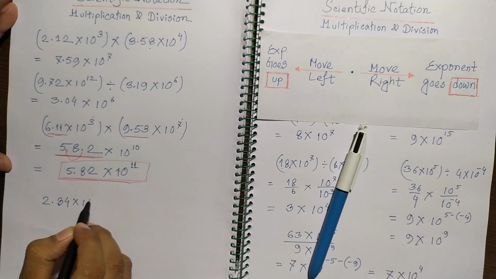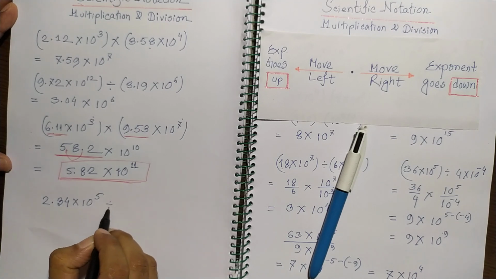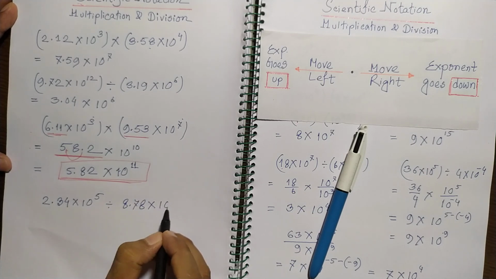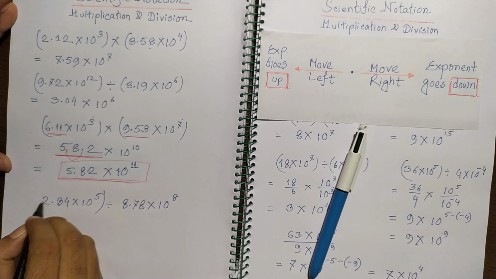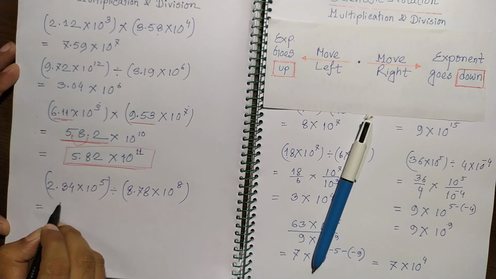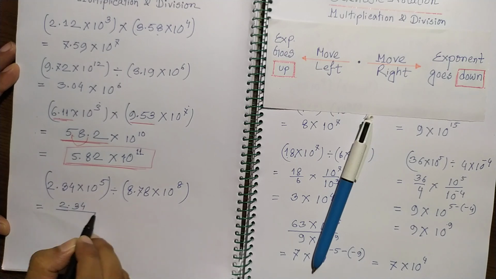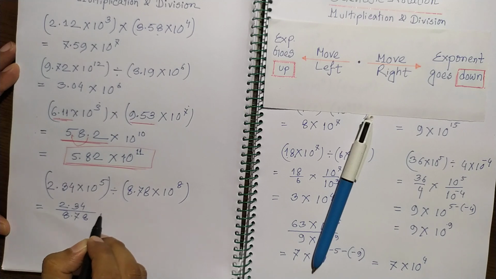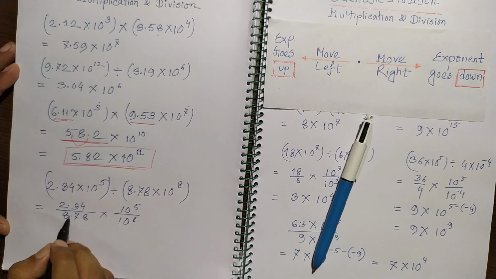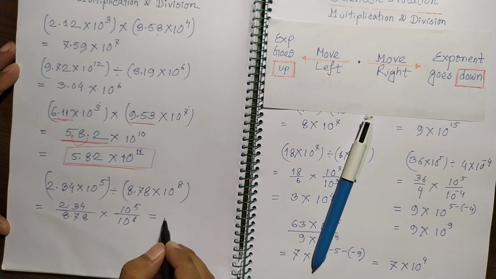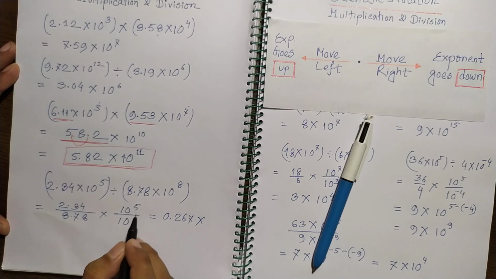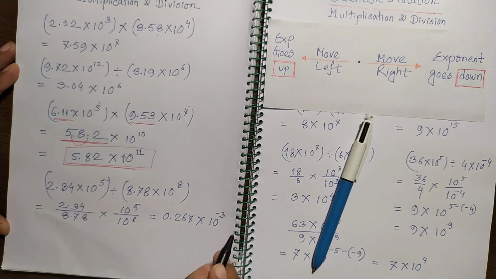2.34 times 10 to the power 5, and you are dividing by, suppose, 8.78 times 10 to the power 8. Suppose you are dividing these two numbers. Now you see that here you are dividing 2.34 by 8.78, and simply you are dividing 10 to the power 5 by 10 to the power 8. Now 2.34 by 8.78 should be 0.267, and then it would be 5 minus 8, 10 to the power minus 3.